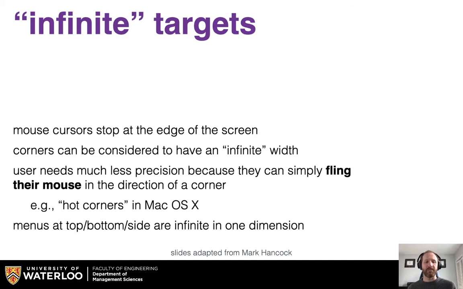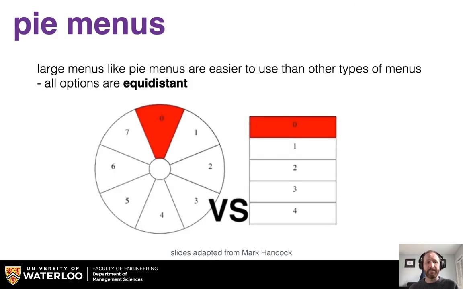So menus at the top, bottom, and side are infinite in one dimension. And this means that they're easier to hit and thus faster to be able to acquire those targets. Another implication might be a pie menu. Large menus like pie menus are easier to hit than other types of menus because all options are equidistant. If you have a linear drop-down menu, some of the closer items will be faster to hit, and the further ones will be harder to hit. But with a pie menu, all of them are there, so you don't have a bias. You don't have to worry about the order of the different options. And you also have infinite width in one direction. You just have to make sure you're within that angle, so it can be quite fast to acquire a target using a pie menu.